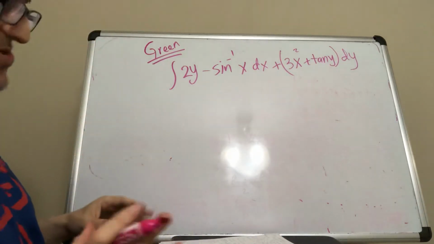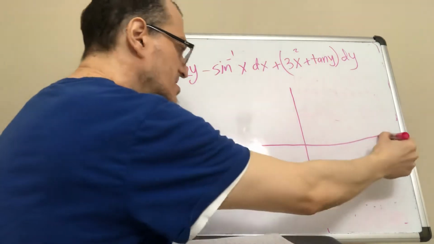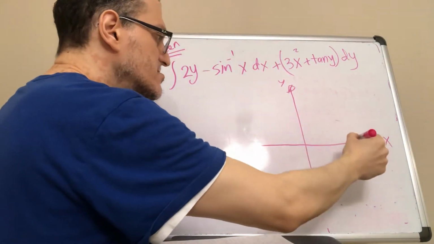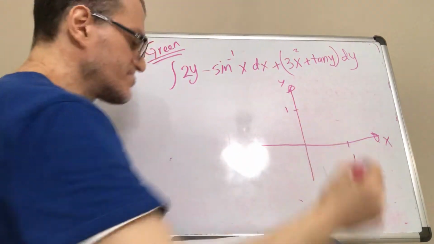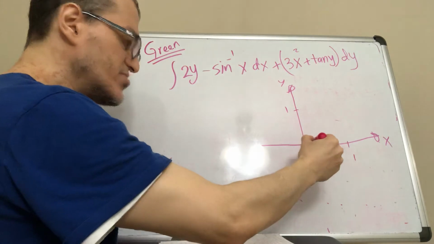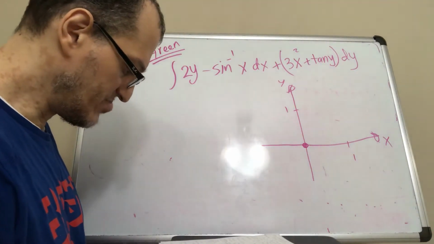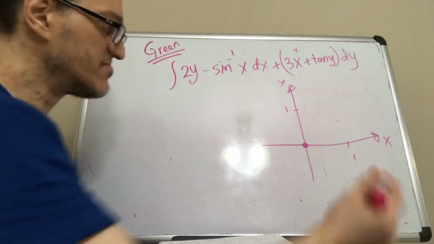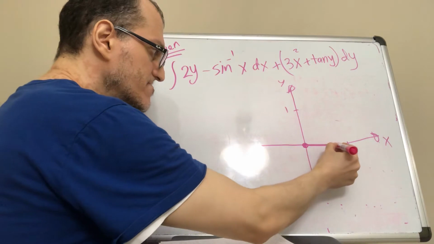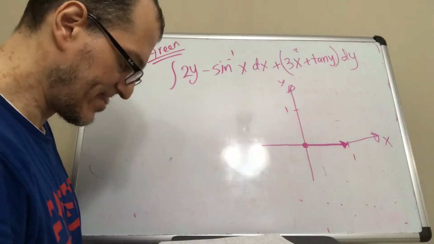Now watch for the paths. I'm going to draw my x and y. Okay, this is 1, this is 1. You start at point 0, 0. This is point 0, 0. You move along the x-axis. This is the x-axis, so you move this way till you get to the point 1, 0.